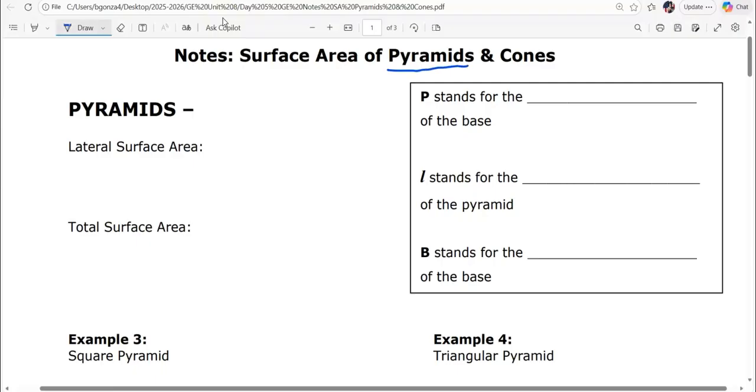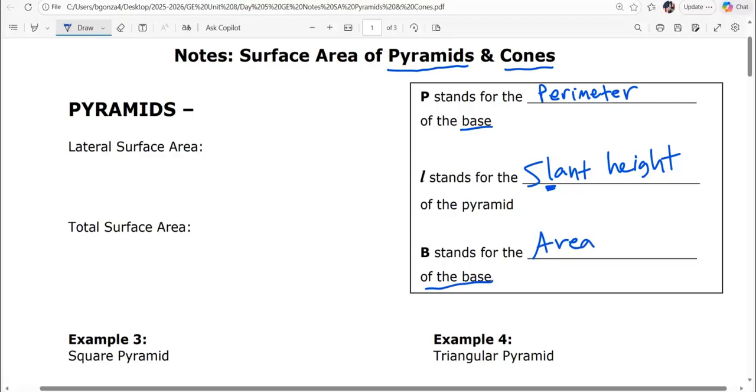Now, we're doing notes for surface area again. This time it's pyramids and cones. For pyramids, P stands for the perimeter of the base. Now we have this new letter, L, and it's the slant height. And then big B, like we know from before, is the area of the base.